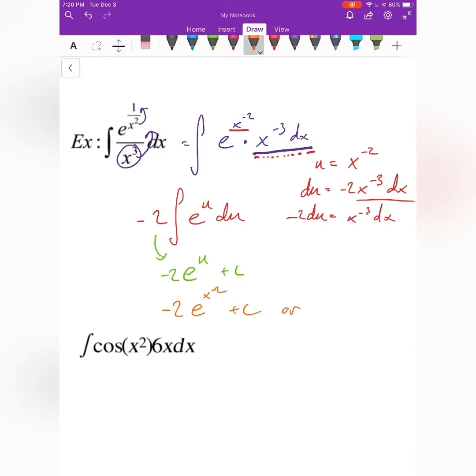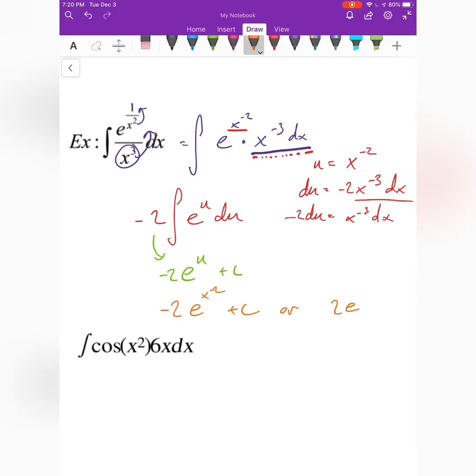Or if you want to write it nicely, that would be negative 2. Oops, sorry, I wrote that kind of weird. That'd be negative 2 e to the 1 over x squared plus c. Either way, there's your answer.